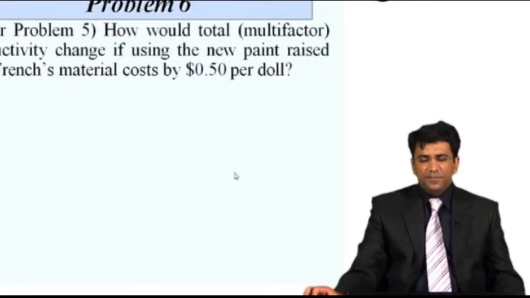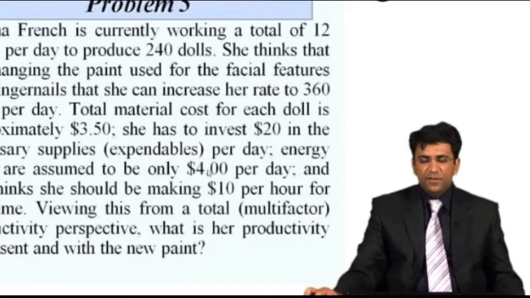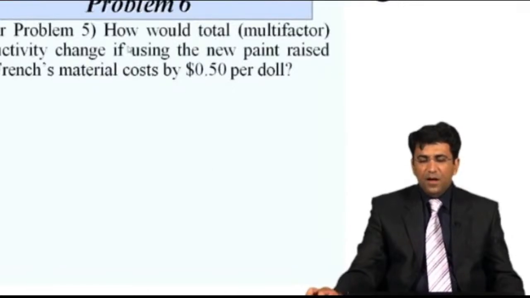Now, there is another problem, students. If we refer to problem 5, this is the problem we just referred to. How would total multi-factor productivity change if using the new paint raised Ms. French's material cost by $0.5 per doll? So what happens if the material cost is increased by $0.5?